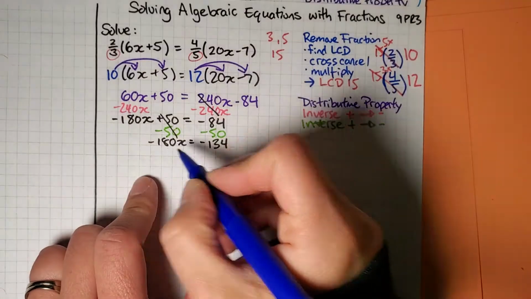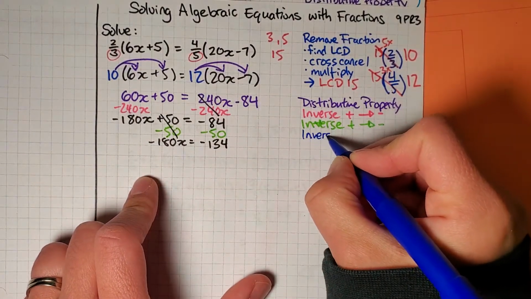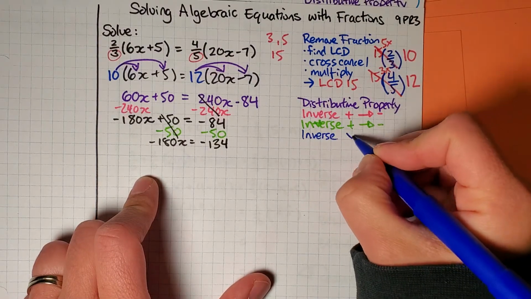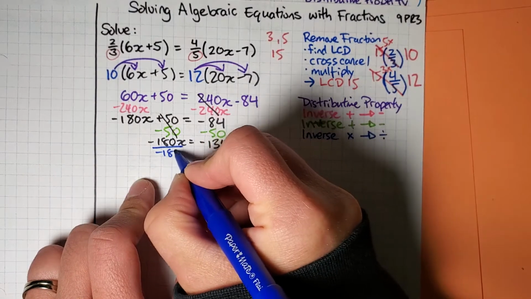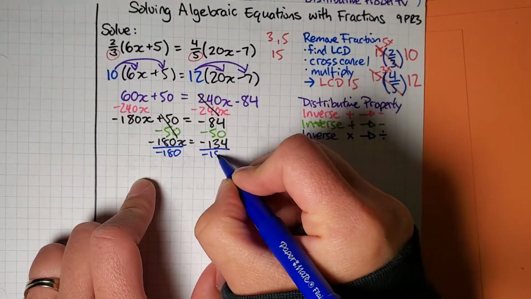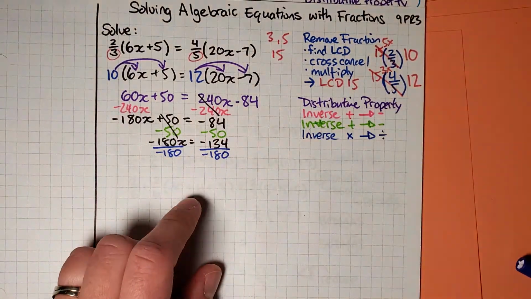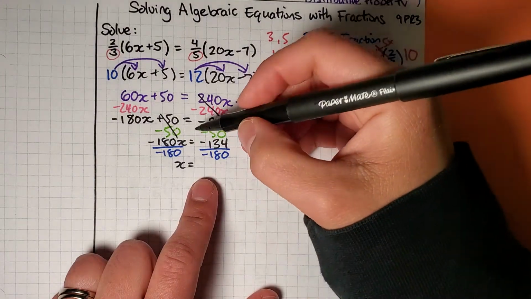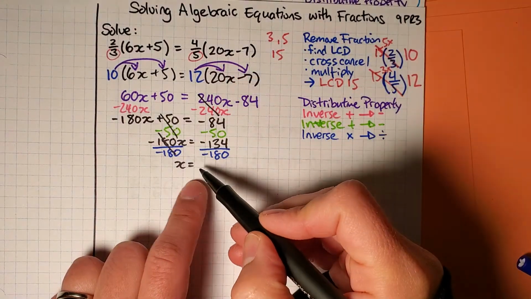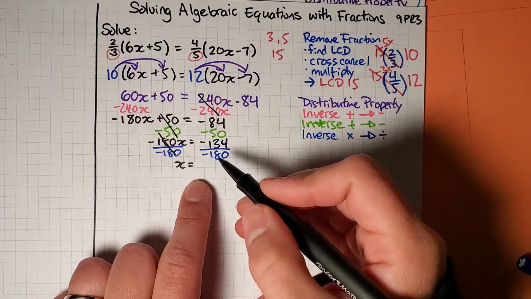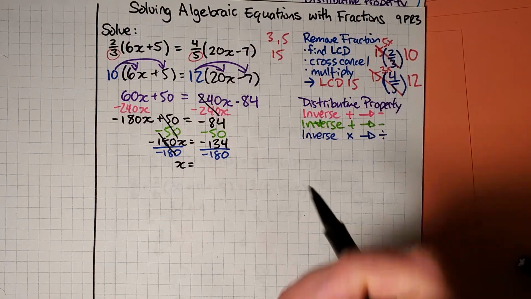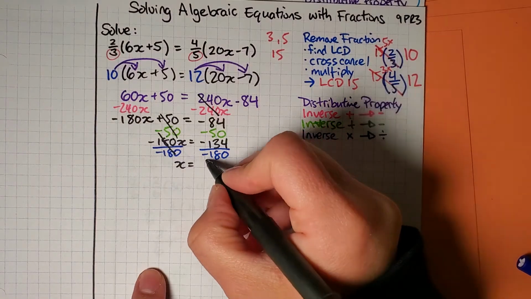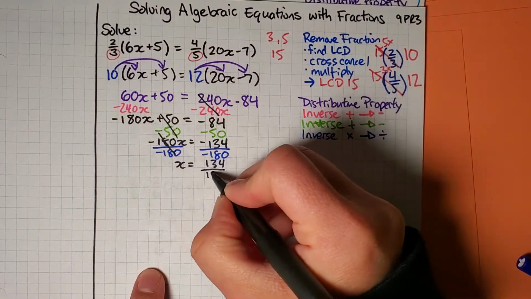Isolate x, opposite of multiply is divide. So we'll divide by negative 180, divide by negative 180. Your negative 180s cancel out. You're left with x equals negative divided by a negative. That's a positive. And you're going to get 134 over 180.